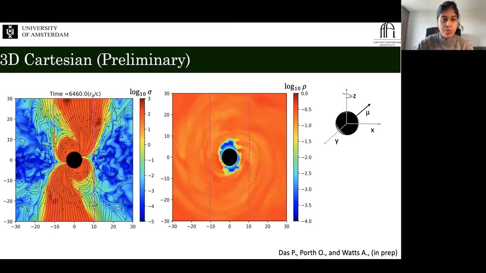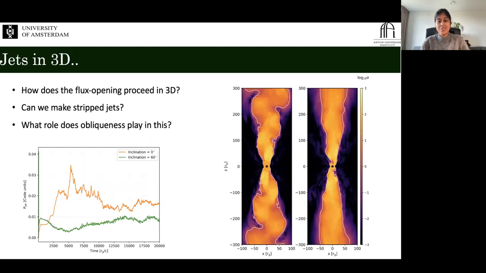Right. So right now we are focusing on two things mainly. First, to see how the jet forms in this 3D simulation, so how the flux opening takes place in this 3D simulation. What role does the obliqueness play in all of this? And we are also focusing on getting some pulse profiles out of this.